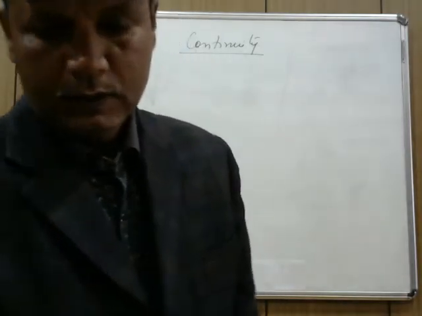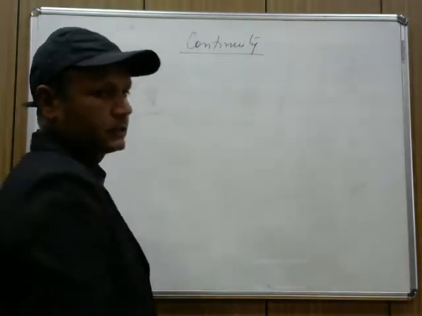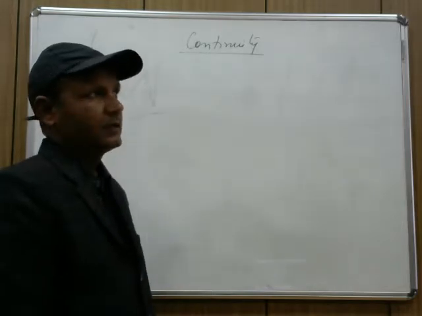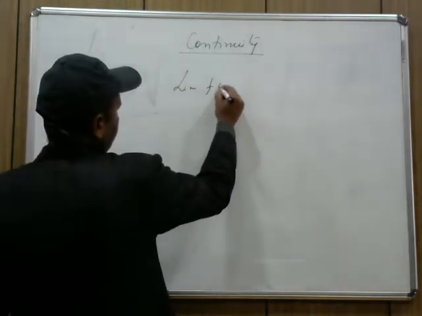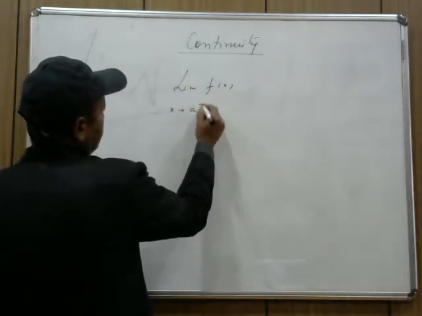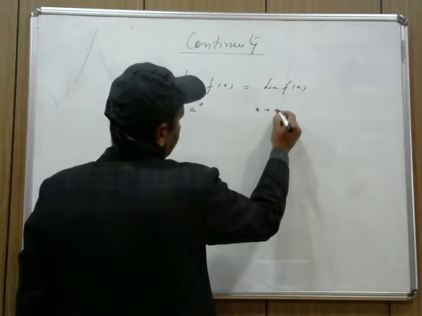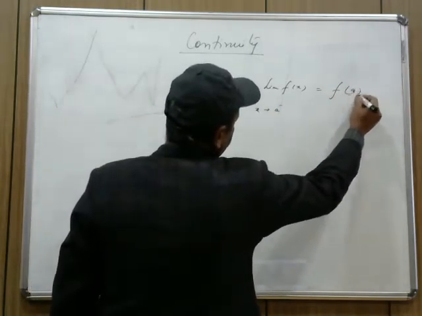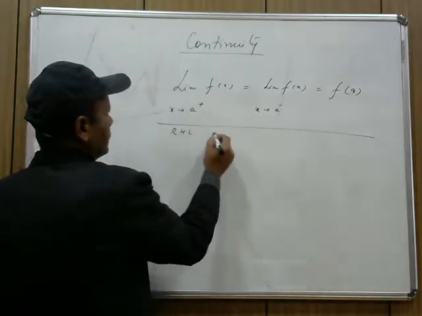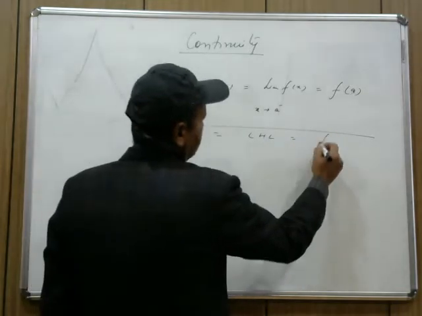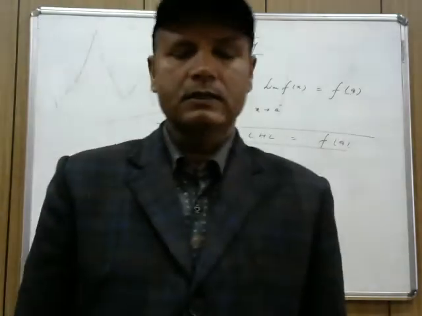What we have learned is that a function f of x is said to be continuous at any particular point a if the limit of f of x as x tends to a plus is equal to the limit of f of x as x tends to a minus, is equal to f of a. That means this one is your RHL, this is LHL, and this is the value of the function at the point a. If these are equal, we say that it is continuous. This we have discussed in the last lesson.